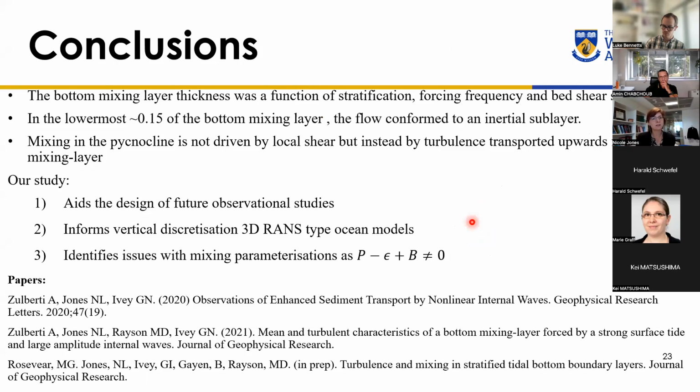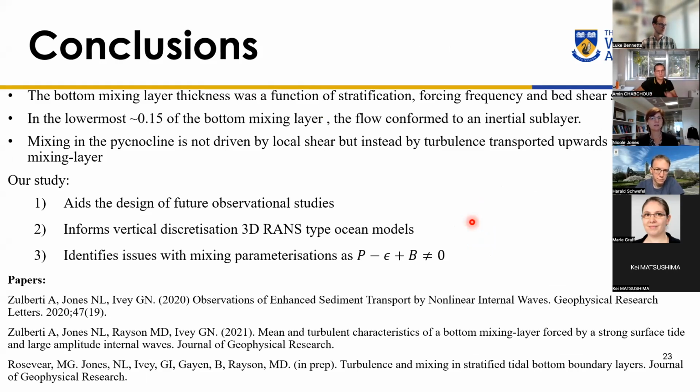So in conclusion, we found that the bottom mixing layer thickness was a function of the stratification, the forcing frequency and the bed shear stress. And we determined a model across these two sets of different observations, as well as some other observations, that allows us to predict what this height is.